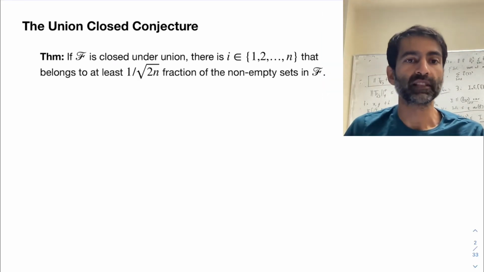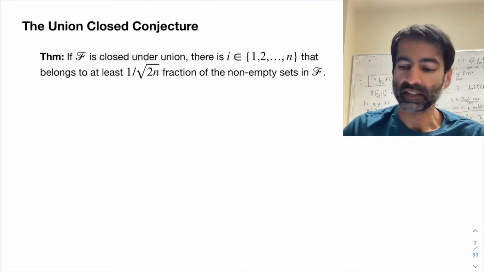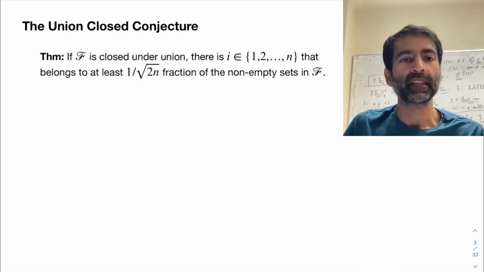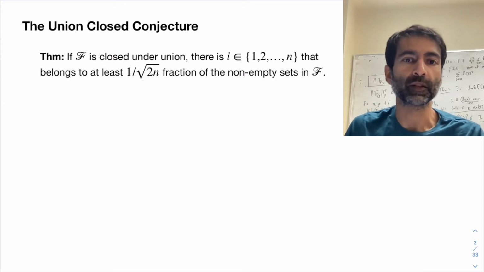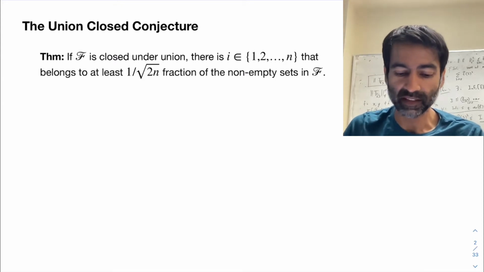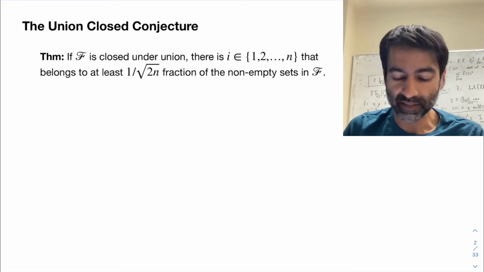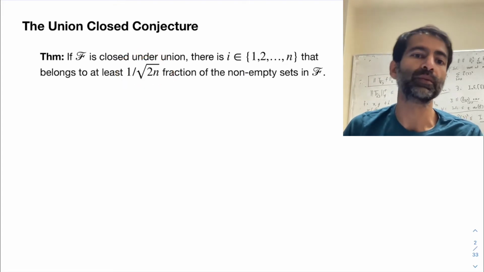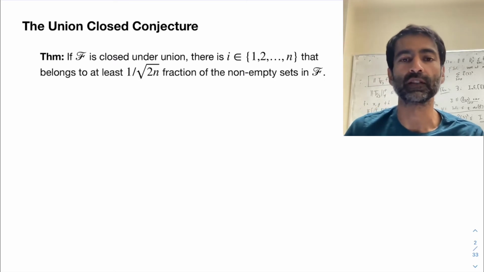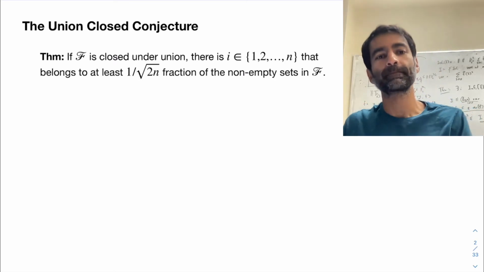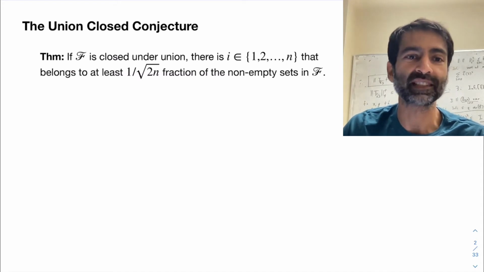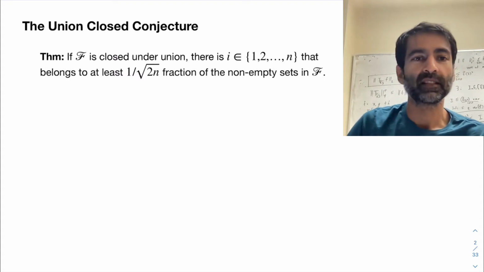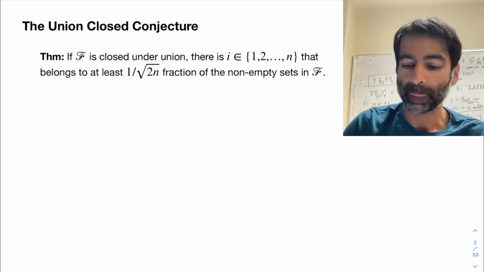The first result that I want to talk about is a relatively simple argument, and what it says is that if the family F is closed under union, then there will always be an element i that belongs to at least a 1 over square root of 2n fraction of all the non-empty sets in the family. So this is very far from proving the conjecture, but it does say that there will be at least an element that's in many sets.